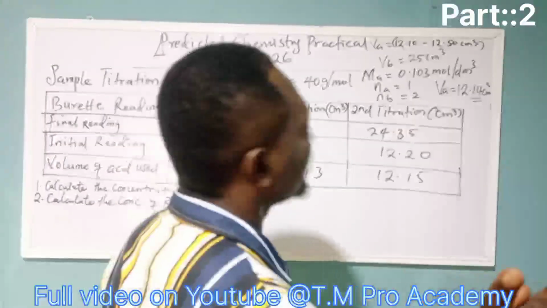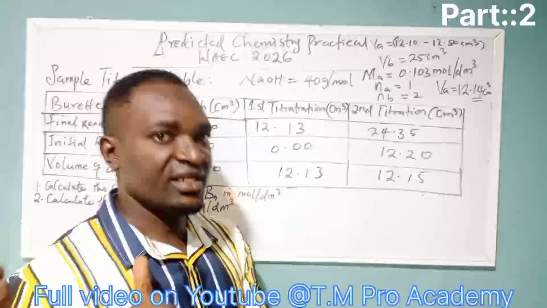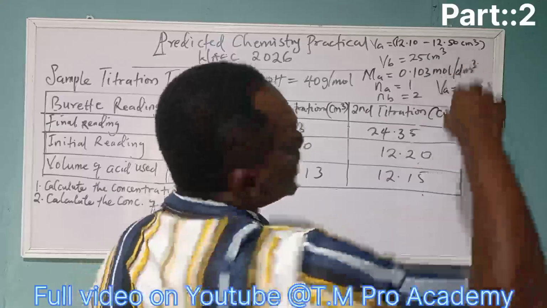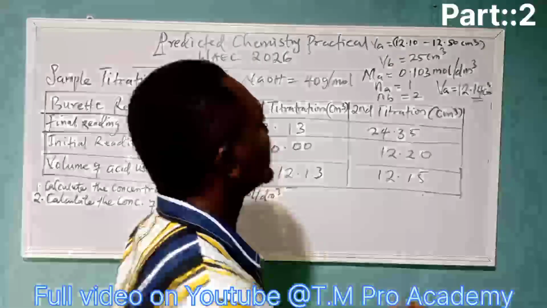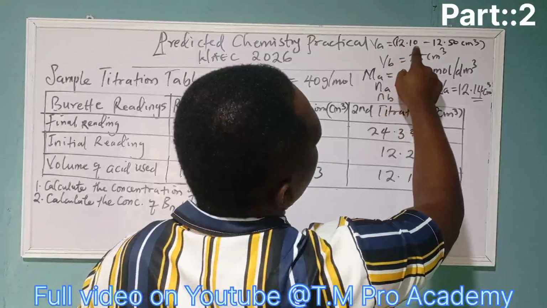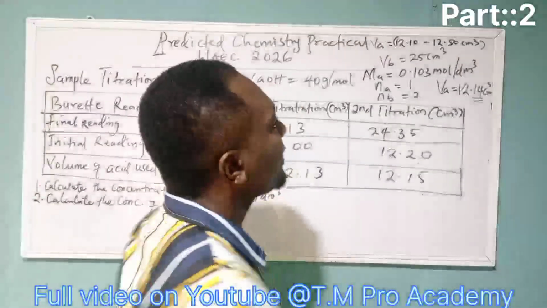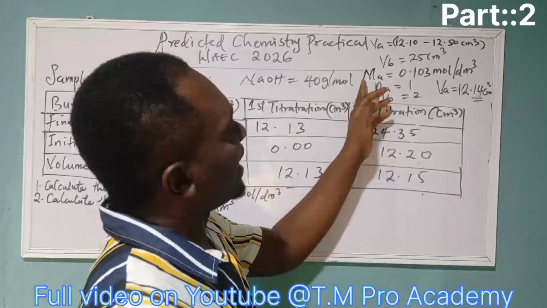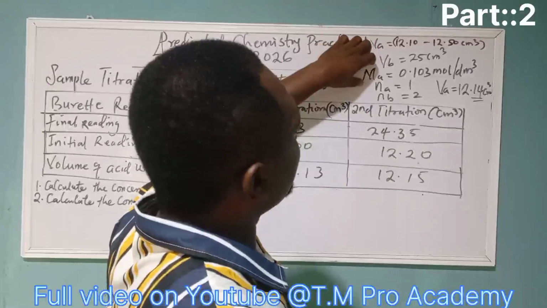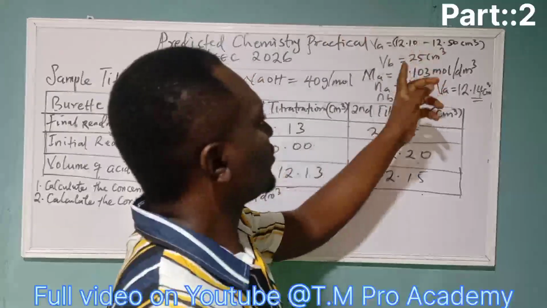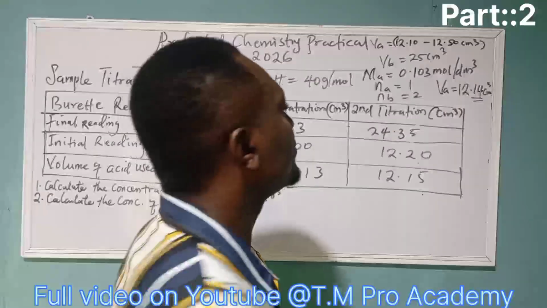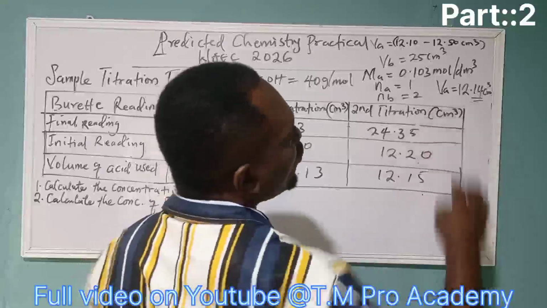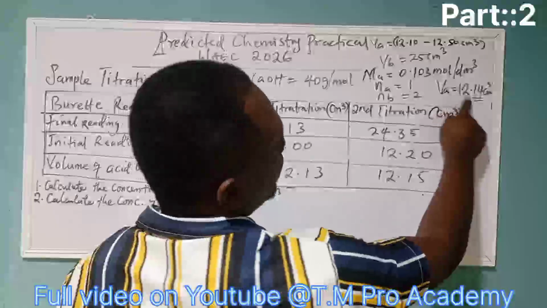In the previous video, please, if you have not seen the video, go and check it out. In the previous video, the volume of the acid, which I told you in standard can be gotten, VA, will be about 12.10 to 12.50 centimeters cube, right? Now, the volume of the base is 25 centimeters cube, and the molar concentration of the acid gotten in that calculation was 0.103 mole per dm cube. Then the mole ratio 1:2, acid 1, base 2. Then the volume of the acid that we calculated there was 12.14.